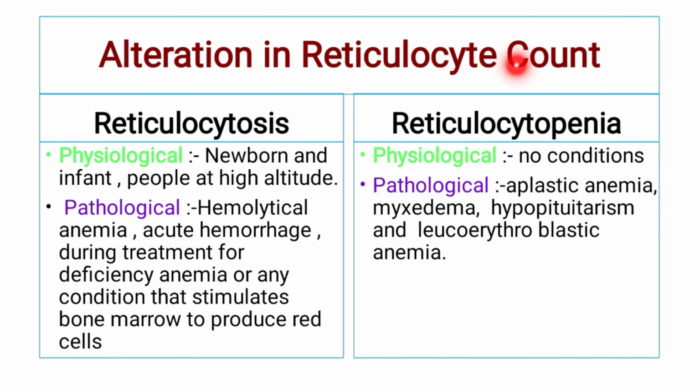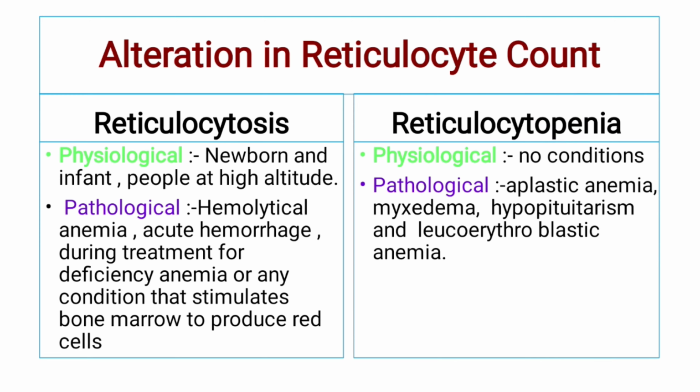Alteration in the reticulocyte count: reticulocytosis and reticulocytopenia. Reticulocytosis refers to the increased reticulocyte count and reticulocytopenia refers to the decreased reticulocyte count. Reticulocytosis physiologically happens in newborns and infants and people at high altitude. Pathologically, it occurs in hemolytic anemia, acute hemorrhage, or during the treatment for the deficiency anemias or any conditions that stimulate the bone marrow to produce the red cells.